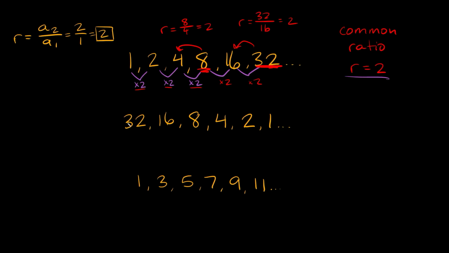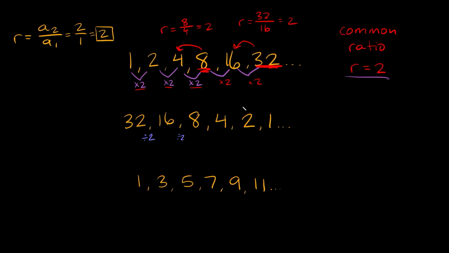This one is basically just in reverse order of the first one. So 32, 16, 8, 4, 2, and 1. All of these are getting cut in half as we go. Another way we could say that is that we're dividing each one by 2. 32 divided by 2 is equal to 16. 16 divided by 2 is equal to 8.